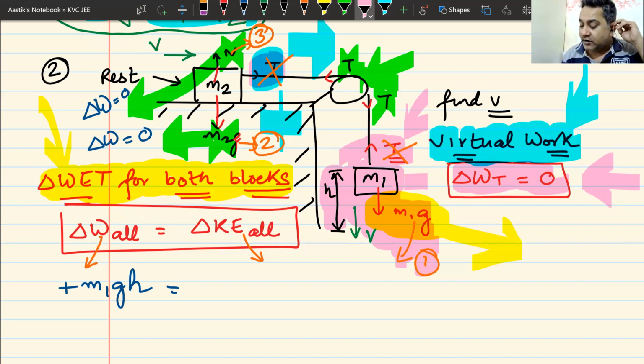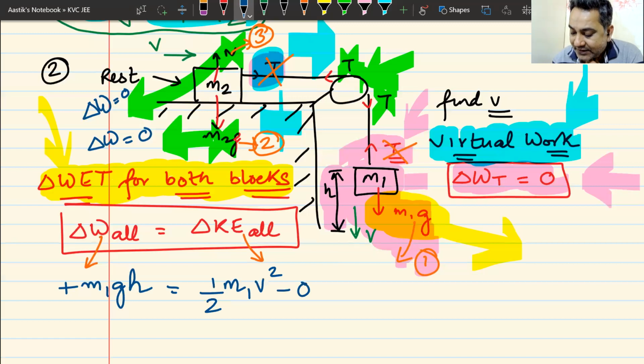Let us talk about the work. Well, let us talk about the change in kinetic energy of block 1. What is the change in kinetic energy of block 1? Final kinetic energy of block 1, half m1 v square, minus initial kinetic energy of block 1, which is 0. So it becomes half m1 v square minus 0. Remember, both the blocks are moving with the same velocity. That is block number 1.